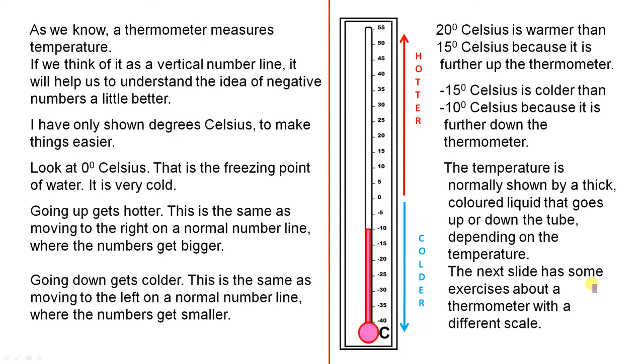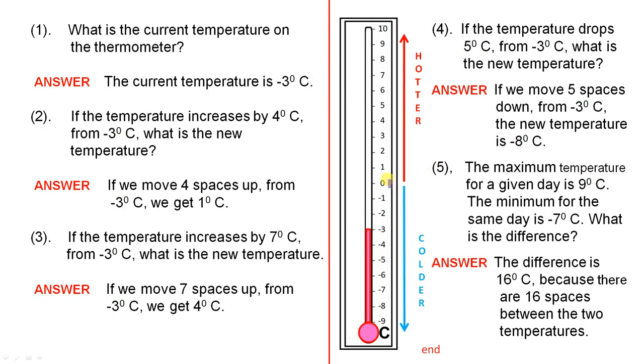So the next slide has some exercises about a thermometer with a different scale. What that means is that this thermometer goes up by 5. So that's a particular scale that goes up by 5. So let's see what the scale is for the next thermometer. So the exercises for this thermometer, the scale goes up by 1 each time. Very straightforward. So let's look at some questions.